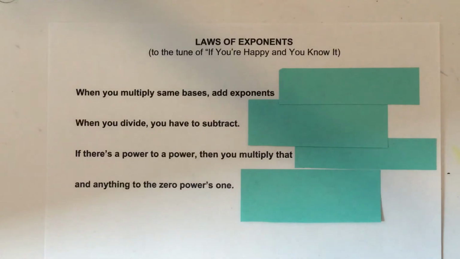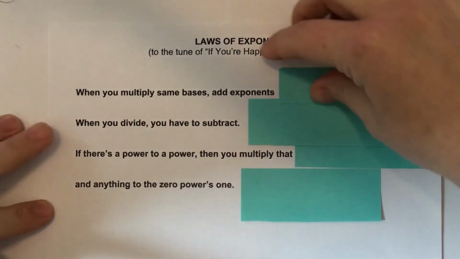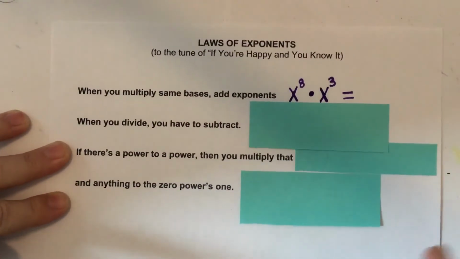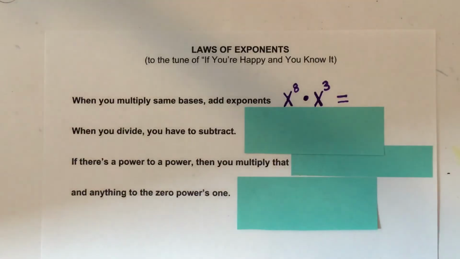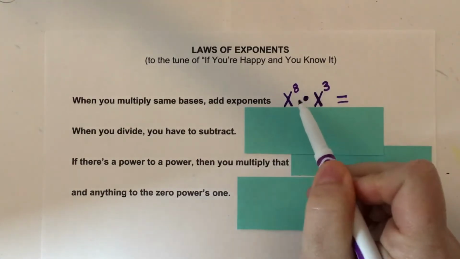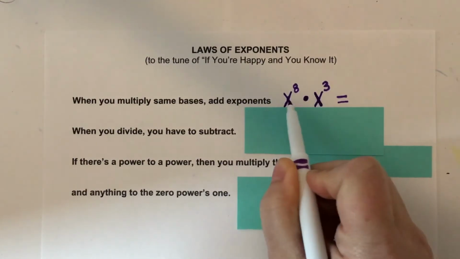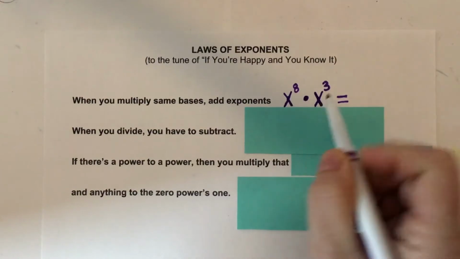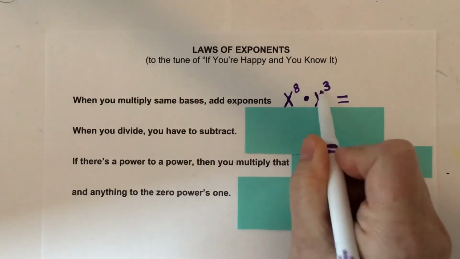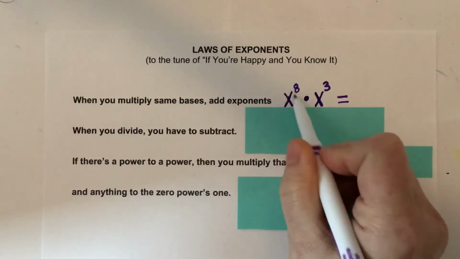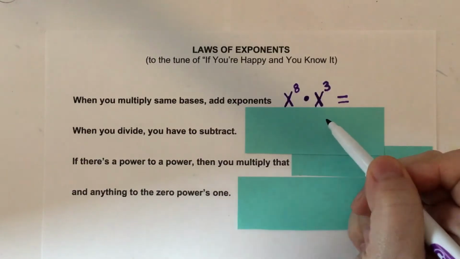All right, so now let me show you what everything means mathematically. So when you multiply same bases, I want to show you what that looks like. This is what it looks like when you multiply the same base. What I mean by base is, the base is whatever's under the exponent. So if whatever's under the exponent is the same, that's called the same base. If these are both x's, that's the same base. If these are both y's, that's the same base. If these were both 2's, that'd be the same base.